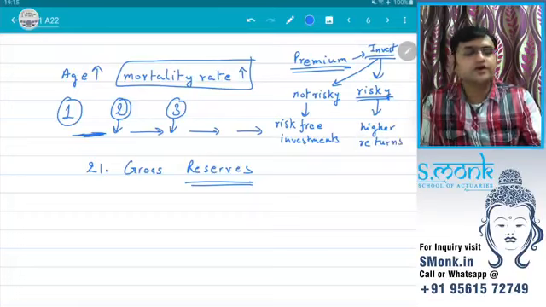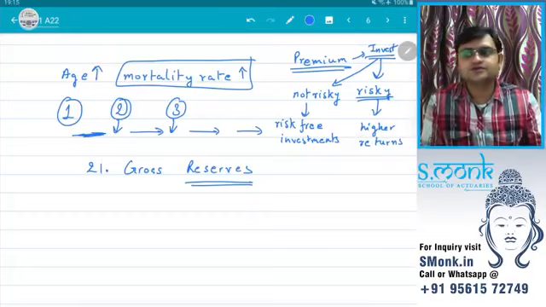The more risk you take, the more returns you will be getting. That is the basic fundamental principle of investment. The more risk you take, the more rewards you will be getting, more returns you will be getting. Okay. So that means if you are getting more returns, that just means it is more risky.